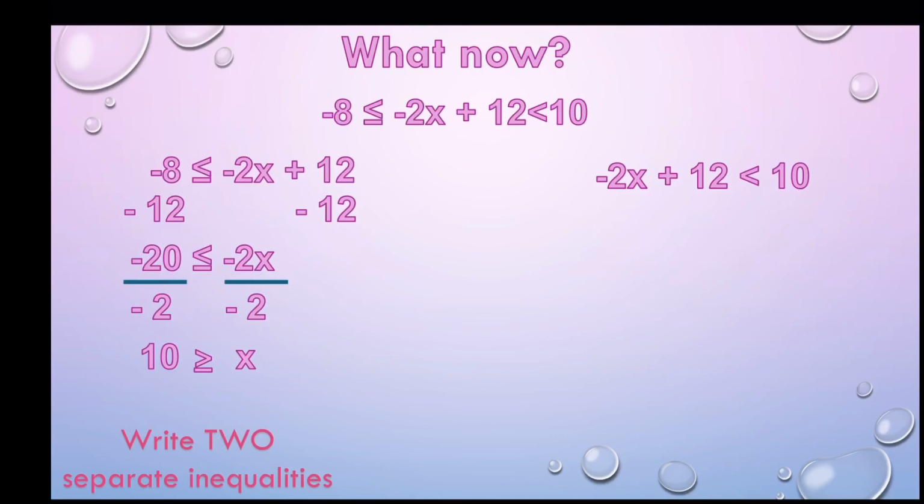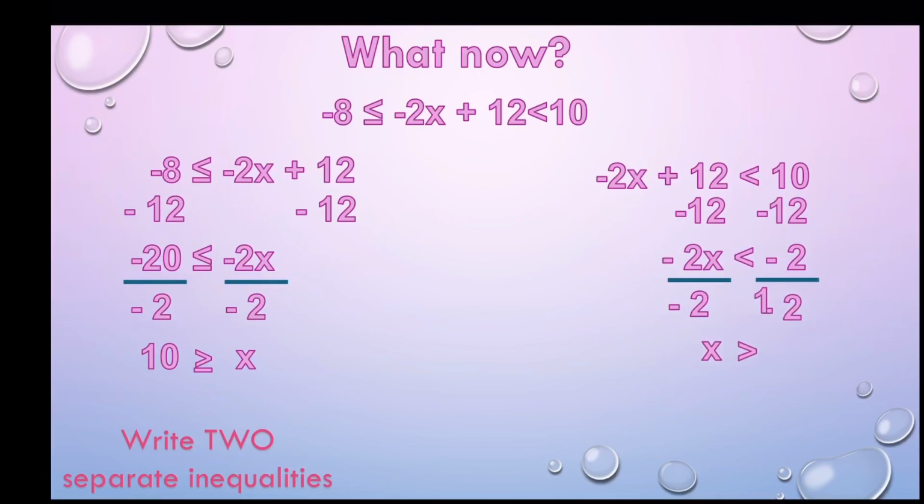And I have to go solve my other one. Subtract 12 from both sides. Negative 2x is less than negative 2. Divide by a negative. So x is greater than 1.